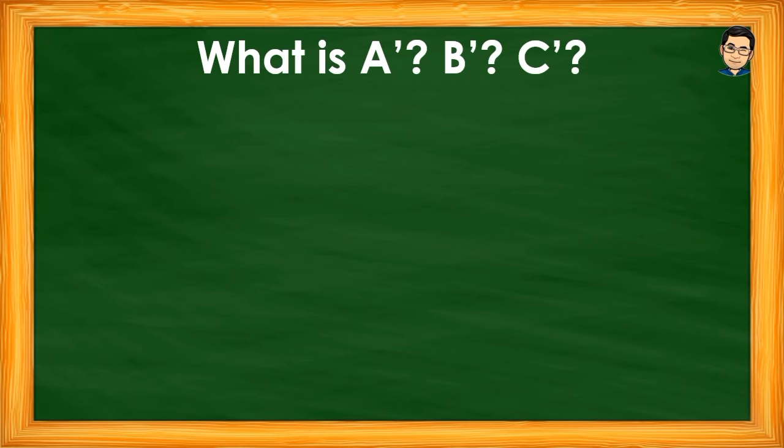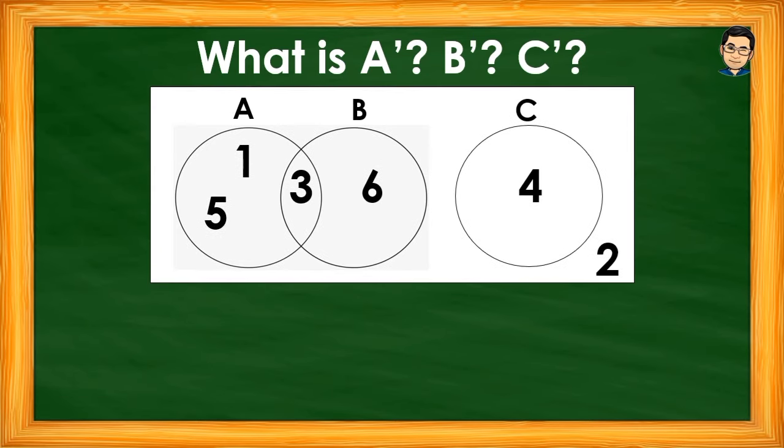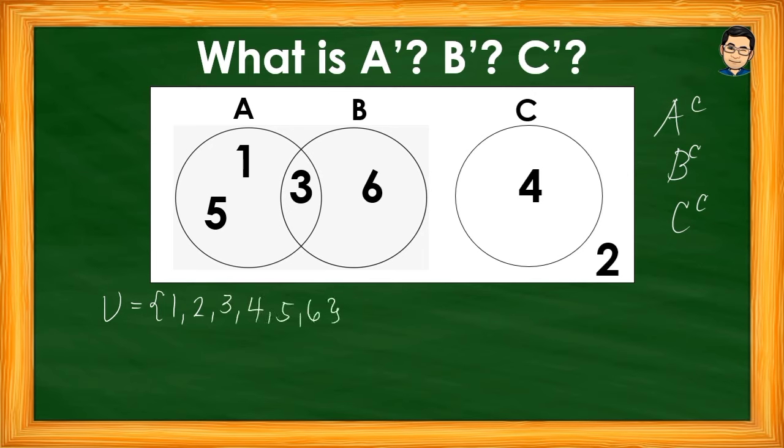Let us have an example. So what is A prime, B prime, C prime, or A complement, B complement, C complement? So pwede po rin natin silang isulat as this one. Ayan. A complement, B complement, C complement. Okay, now let us identify first the universal set. The universal set is 1, 2, 3, 4, 5, 6. So ito yung kumbaga pinaka-sample space, kasi nandito lahat ng mga elements na hinahanap natin.